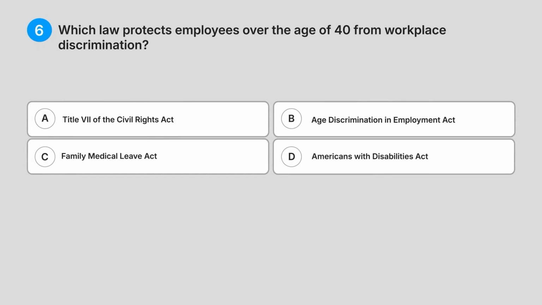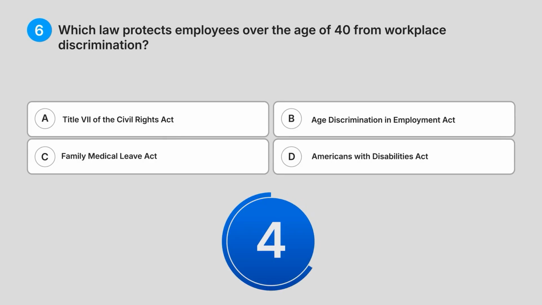6. Which law protects employees over the age of 40 from workplace discrimination? A. Title VII of the Civil Rights Act. B. Age Discrimination in Employment Act. C. Family Medical Leave Act. D. Americans with Disabilities Act.